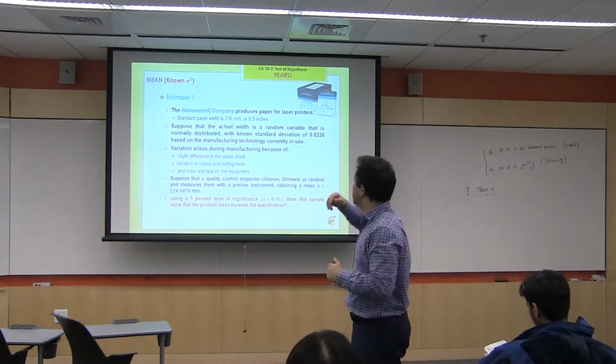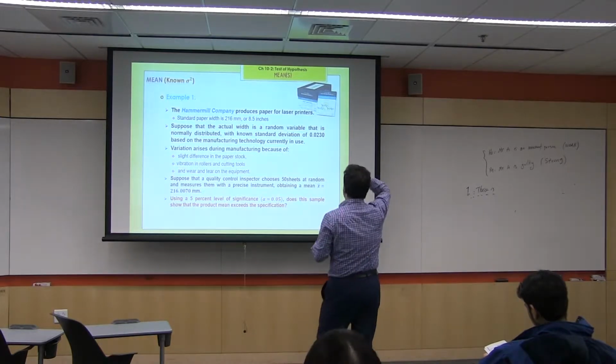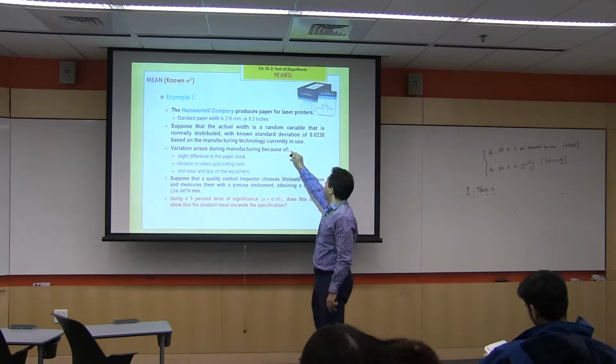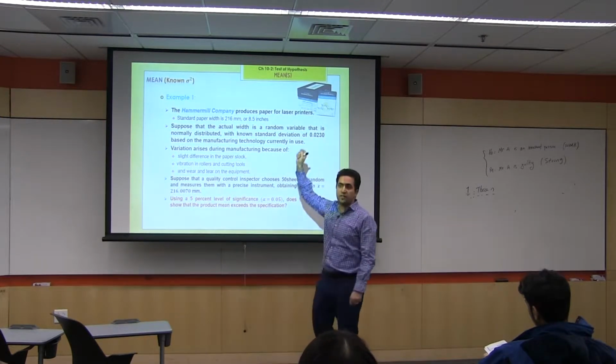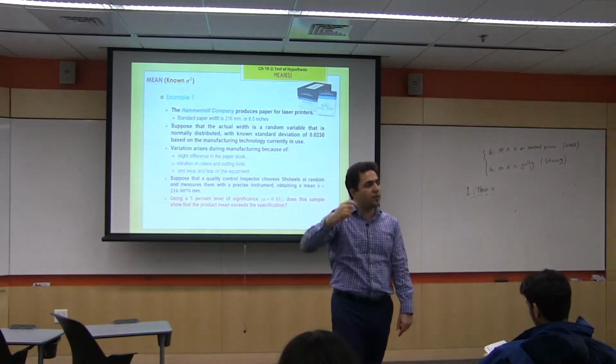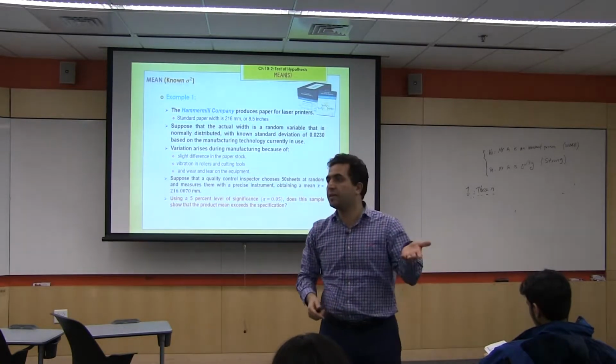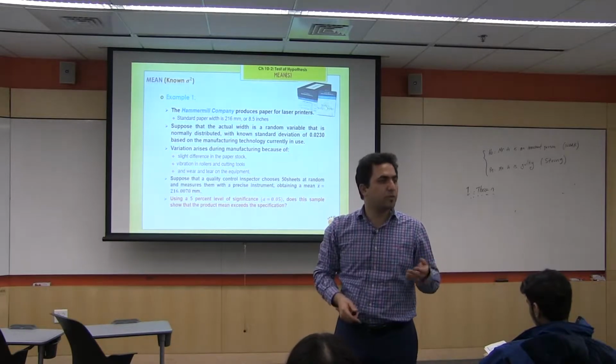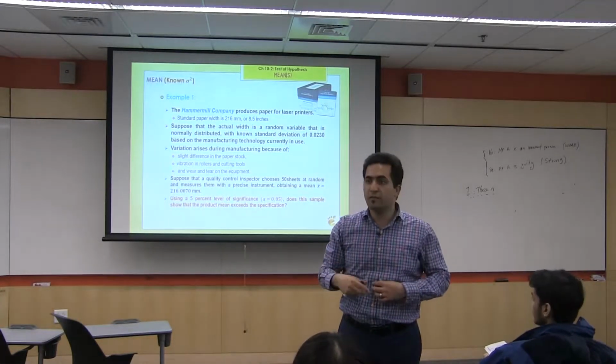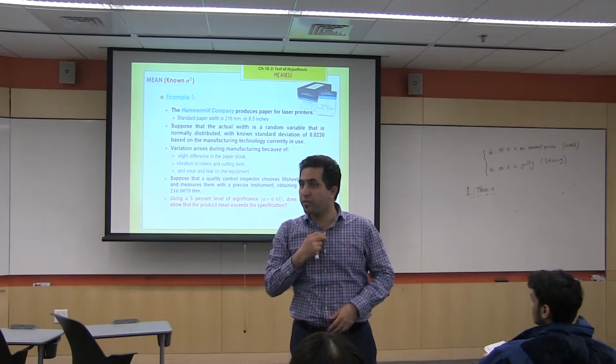And we know that based on this standard, the standard deviation of the width of the paper is 0.0230. This is the other element. So mean of 216 and what? The standard deviation of 0.023. This is what we have to see from the paper width.